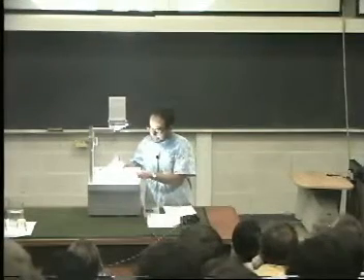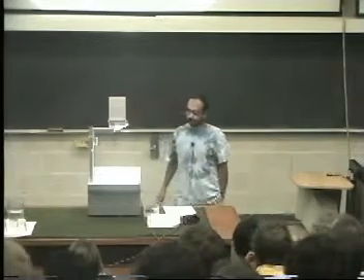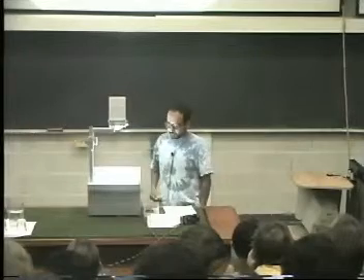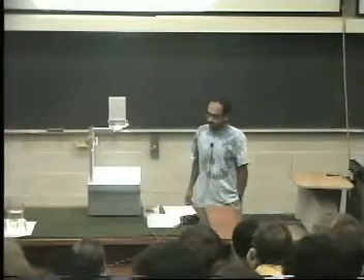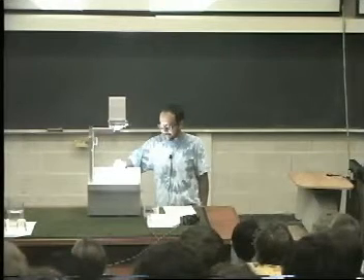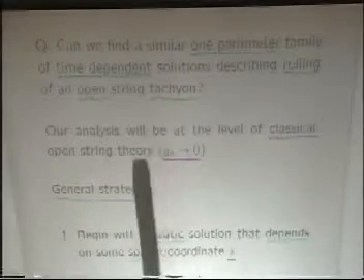Now, the question that we will ask is: is it possible to find a similar 1 parameter family of time dependent solutions which describe the rolling of an open string tachyon? And our analysis will be at the level of classical open string theory, which means that we will consider the limit where the string coupling is going to 0, but we will try to keep all orders in alpha prime.